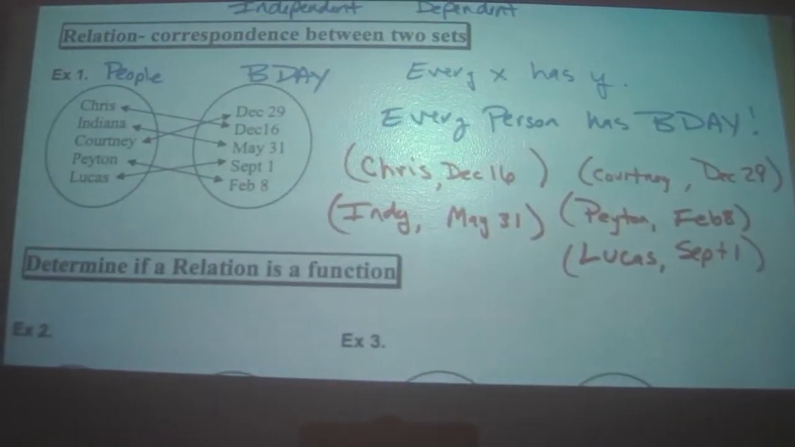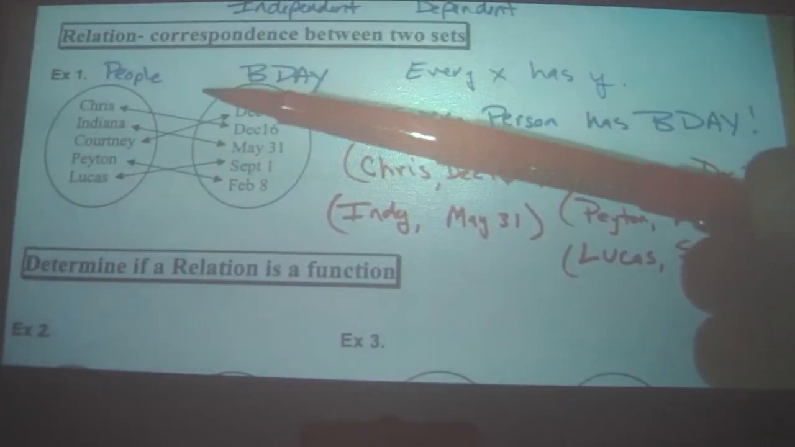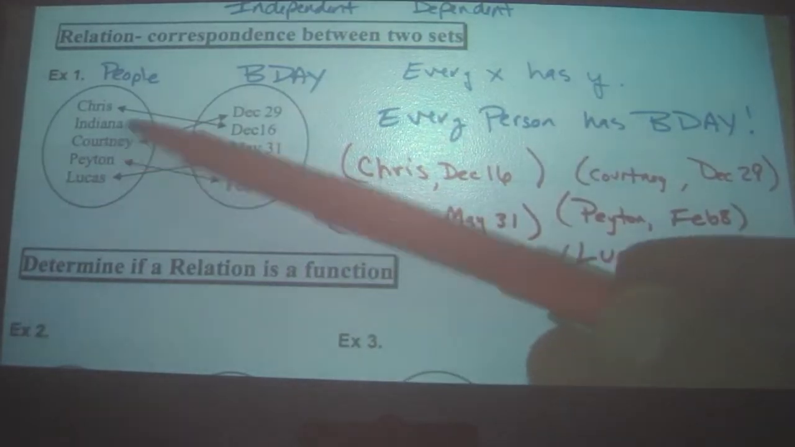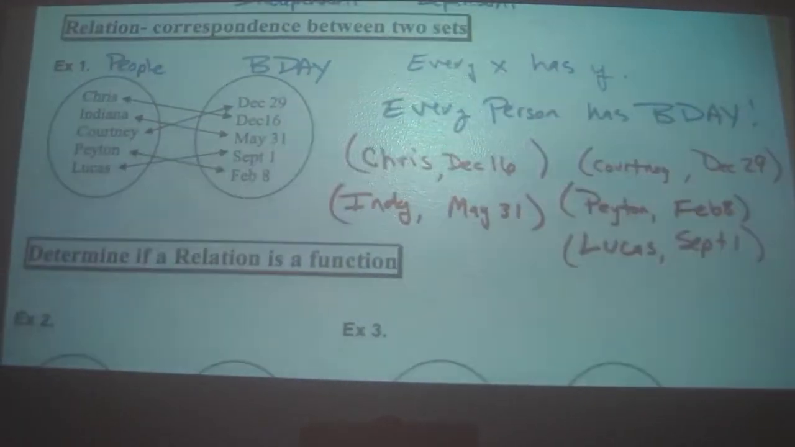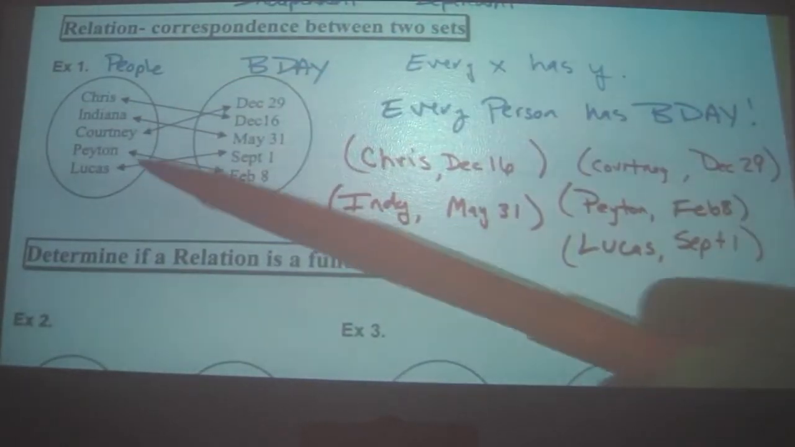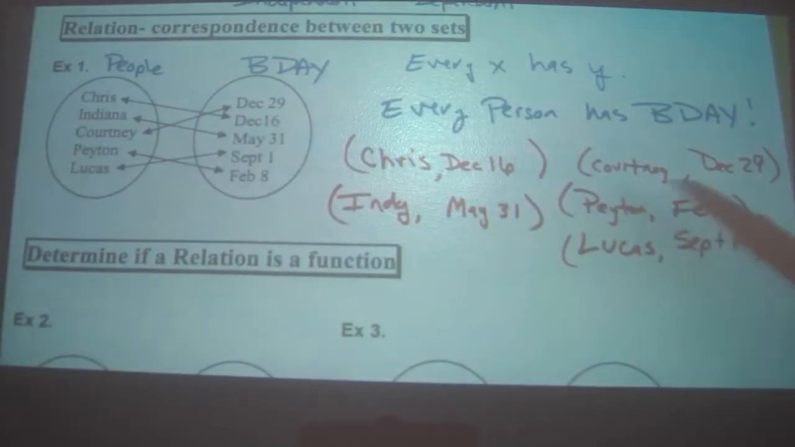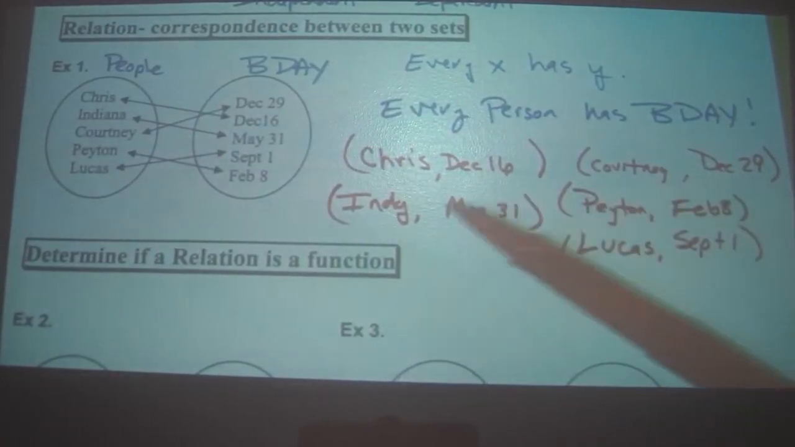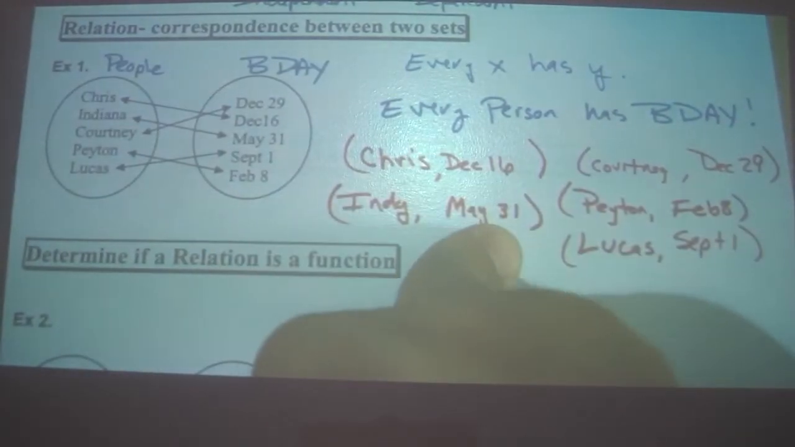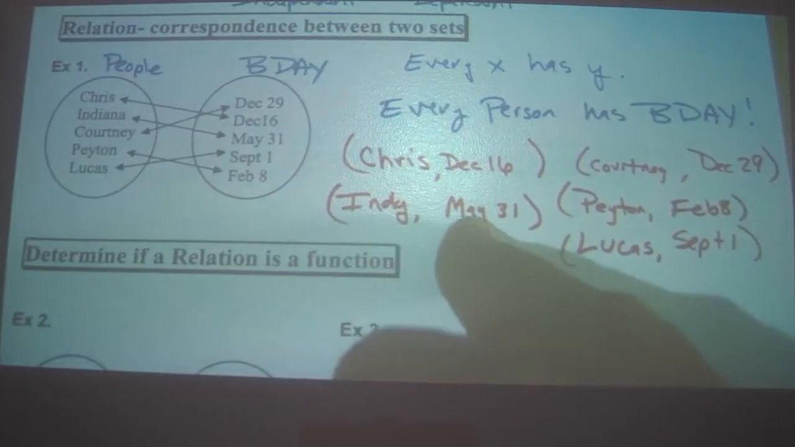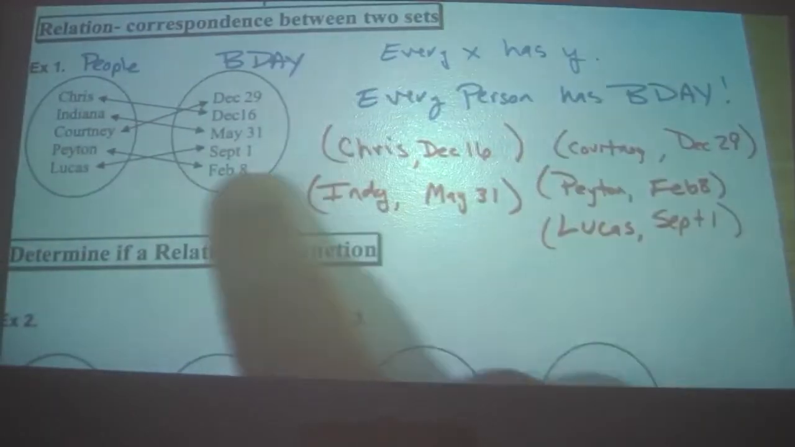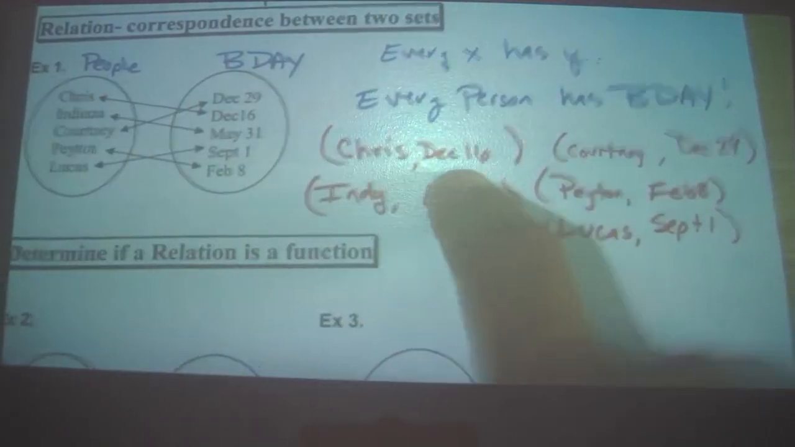Now, these people are people in my household. So Lucas is my middle child. He's born on September 1st. I put this stuff here so I don't forget. Because as we get older, we forget things. Peyton's birthday is February 8th. My wife, I can't forget my wife's birthday. Courtney, her birthday is December 29th. My dog, Indiana Jones, was born May 31st. God rest his soul. He passed away just recently. Don't cry though, girls. It's okay. And last but not least, my birthday is December 16th.